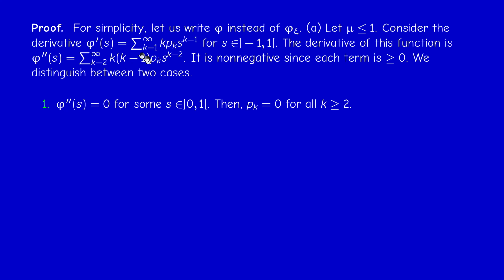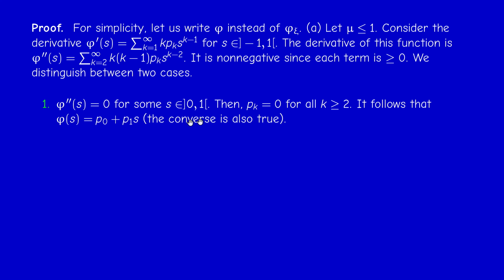Because if the sum of non-negative numbers is 0, then each number is 0. So (k minus 1) times pk times s to the k minus 2 is 0. But since s is strictly positive and k is at least 2, I deduce that pk is 0. Okay, in this case, what happens? In this case, phi of s is just p0 plus p1 s, because all the higher terms vanish.